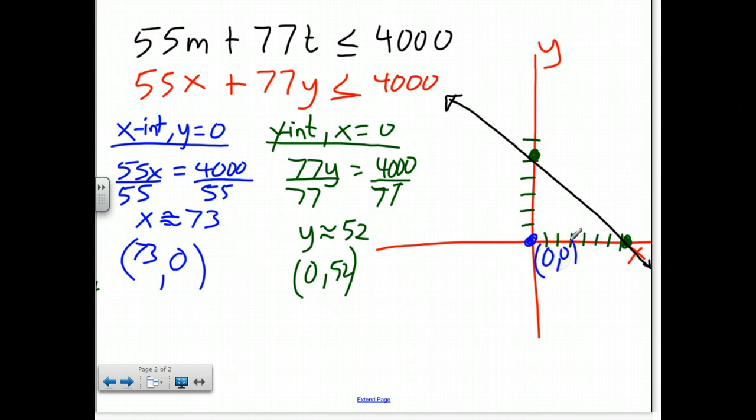This 0, 0 is in the bottom region, and it represents the entire region. As long as I can verify that it's representing something, I'm all good. So watch what happens. If I take 0, 0, I plug it back in here and test. So that means 55 times 0, plus 77 times 0. 55 times 0 is 0. 0 plus 0 is 0. Is 0 less than 4,000? Yes. You just verify that, indeed, what I just tested is true.